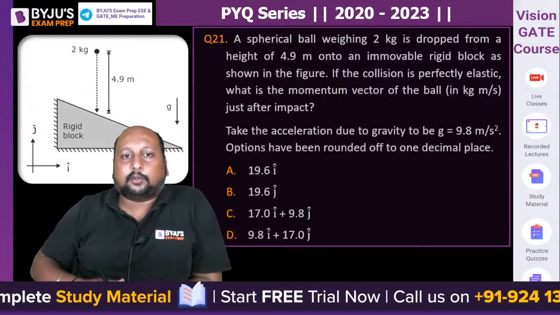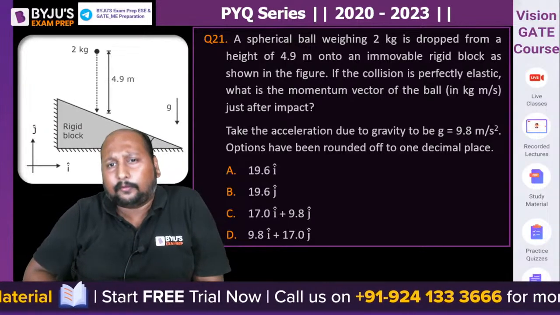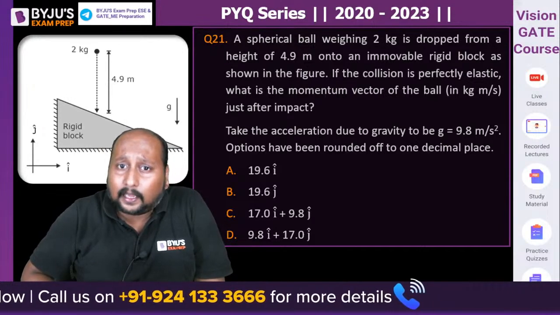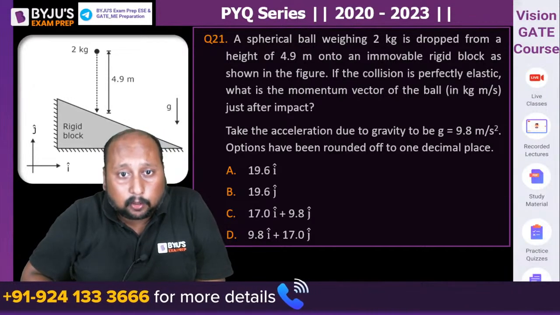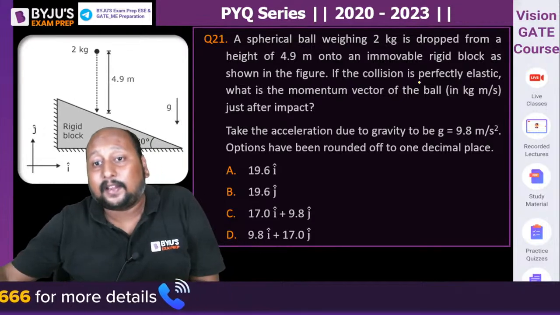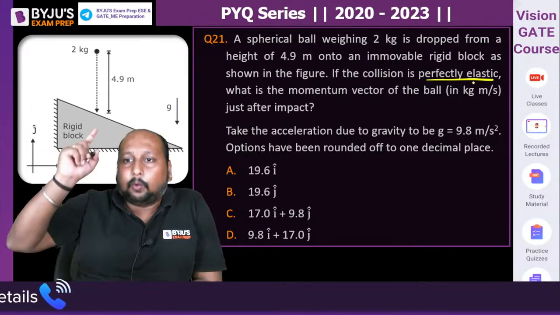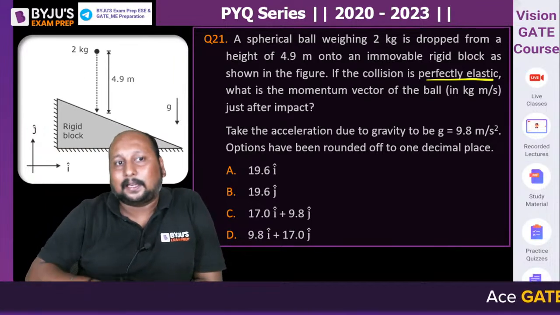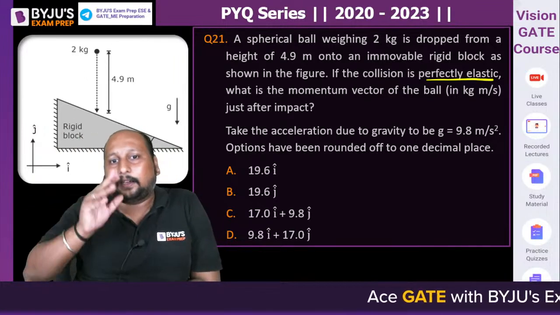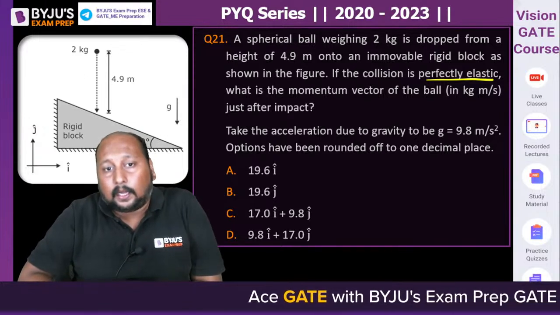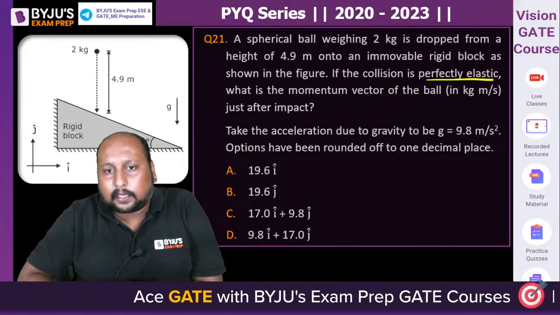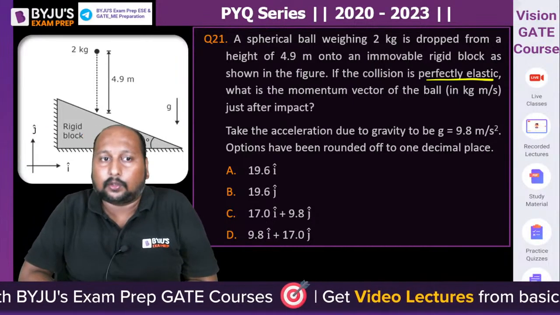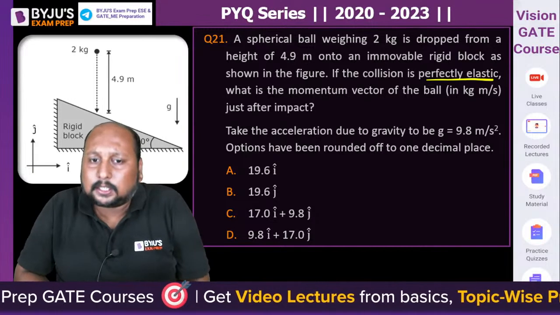Chaliye, second last question. A spherical ball of weight 2 kg is dropped from a height of 4.9 meter from a height into an immovable rigid block as shown in the figure. If the collision is perfectly elastic, what is the momentum vector of the ball just after the impact? That means they are asking for the momentum after the impact in vector format. You can assume the acceleration due to gravity is 9.81. The answer has to be rounded off to 1 decimal.